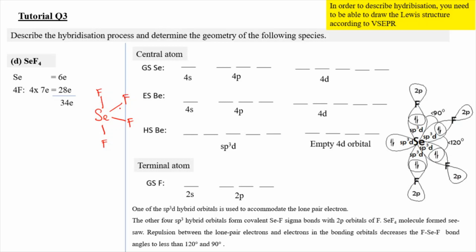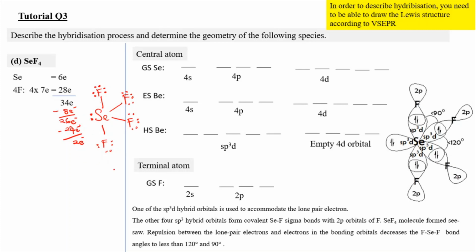So we have used up 2, 4, 6, and 8 electrons. We're going to get 34 minus 8, which is 26 electrons. These 26 electrons will then be used to complete the terminal atoms first. So we're going to get 1, 2, 3, 4, 5, 6, and then we repeat the process for the other atoms. In order to complete the octet, we have used up 24 electrons, and we are left with 2 electrons. These 2 electrons will be placed at the central atom here. So we're going to get the structure to be something like this.